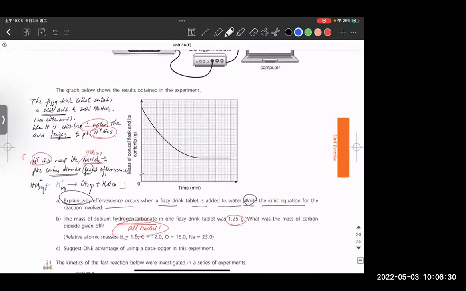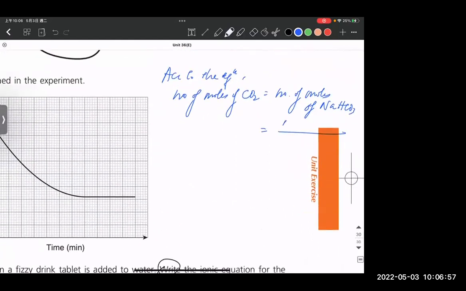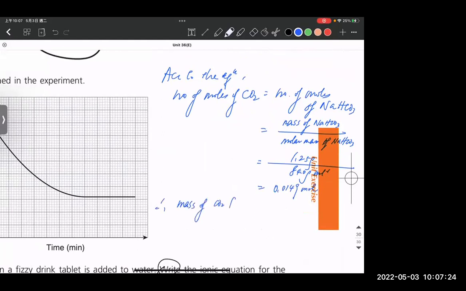Do you understand? So according to the equation, the number of moles of carbon dioxide to be formed all comes from sodium hydrogen carbonate. So I start from this. Sodium hydrogen carbonate, it is calculated as what? Mass. Do you still remember the molar mass of sodium hydrogen carbonate? So you may get it as 1.25 gram over 84.0 gram per mole. So what we will get is 0.0149 mole. So you use this to project the mass of CO2 formed.